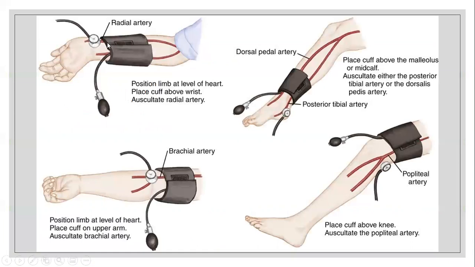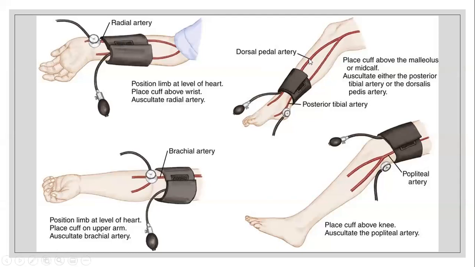In this picture, this is the radial artery. If I need to check the blood pressure in my radial arteries, position the limb at the level of the heart, place the cuff above the wrist, and auscultate the radial arteries. What else? If I need to check the brachial pulses or blood pressure in the brachial artery, position the limb at the level of the heart, place the cuff on the upper arm, and auscultate the brachial arteries. This is the stethoscope, to auscultate.